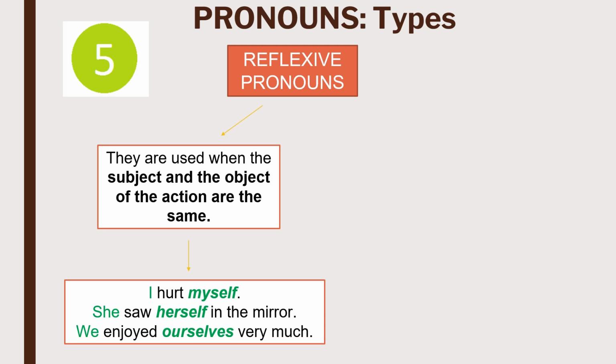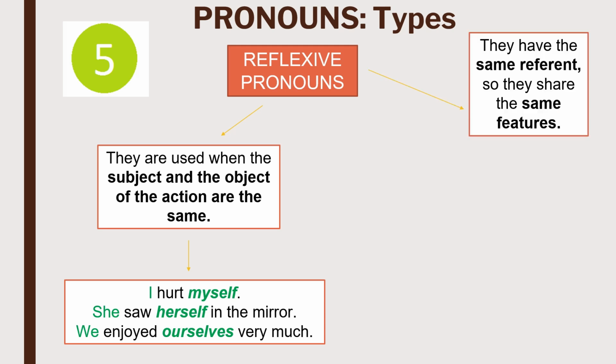In these examples, I is the same as myself. That is, they have the same referent. She has the same referent as herself in the second example. And in the third example, we and ourselves have the same referent. And as they have the same referent, they share the same features.